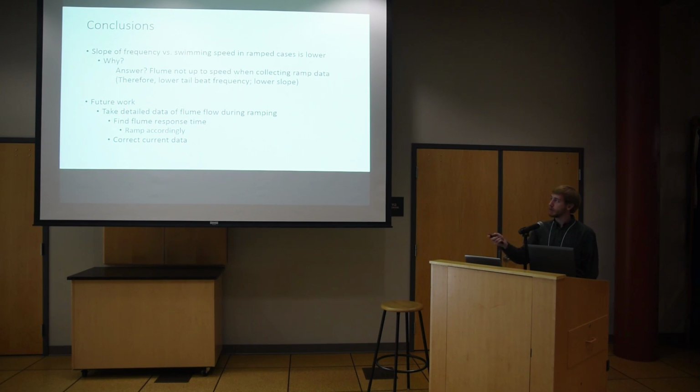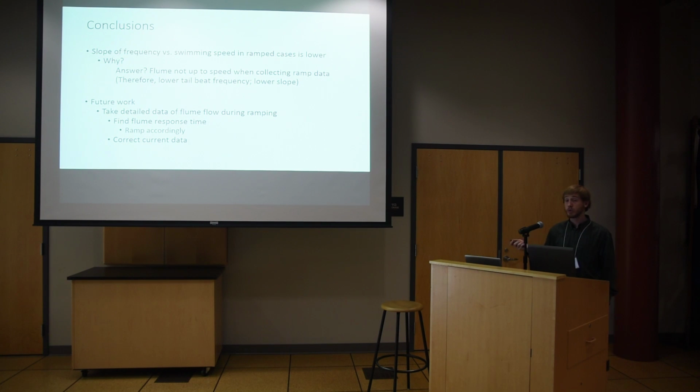So future work will be taking detailed data of the flume during ramping to find out how quickly the flume gets up to the speed that we expect it to get up to, and then once we find that response time for how fast it gets up to speed, we'll ramp accordingly, giving enough time for the flume to get up to speed before we start taking data on the fish tail position. Also, by taking the data of how fast it comes up to speed, we may be able to correct the current data by seeing how fast the flume was actually moving when that data was taken, rather than the assumption that we went off of that it was up to its speed.